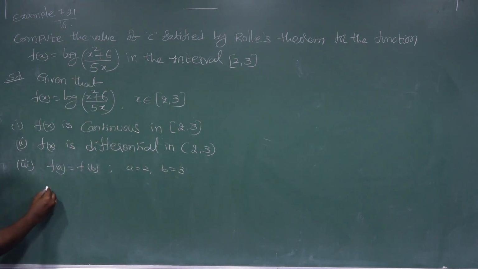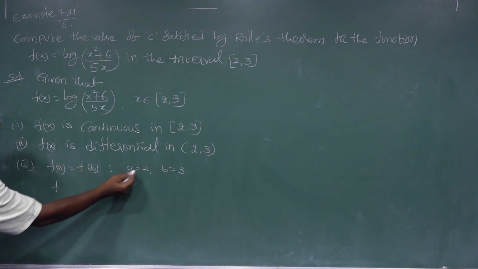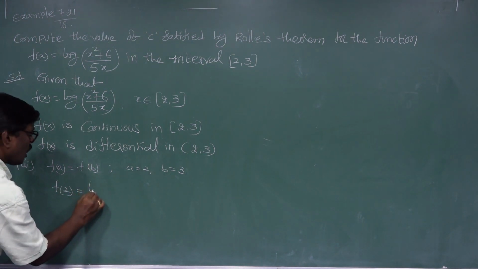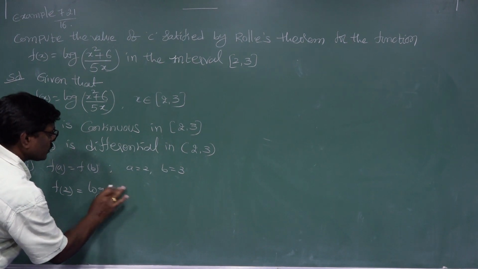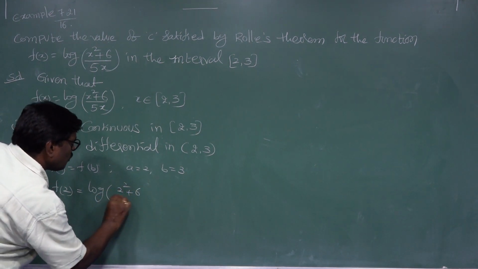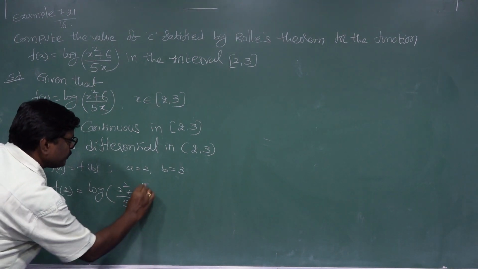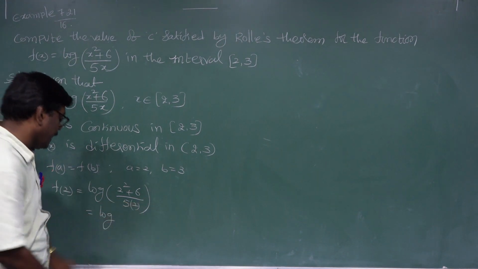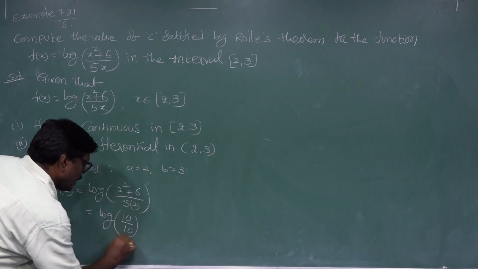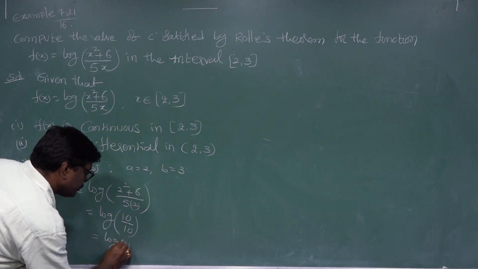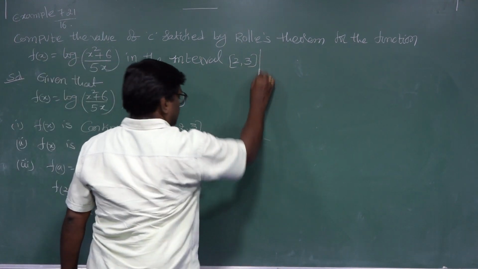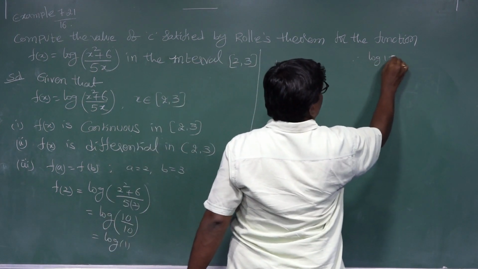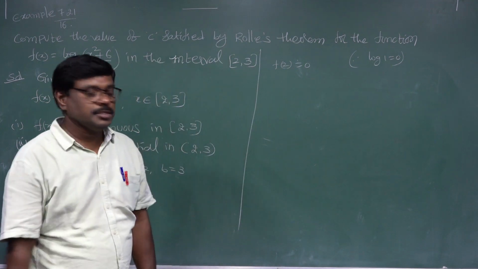f(a) at a = 2: substituting, f(2) = log((2² + 6)/(5 × 2)) = log((4 + 6)/10) = log(10/10) = log 1. The log 1 value is 0, so f(2) = 0.